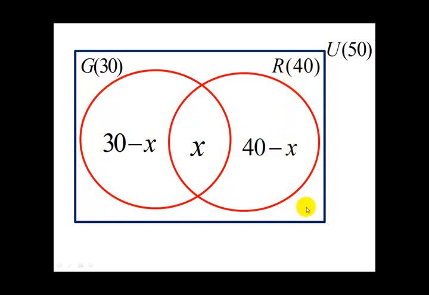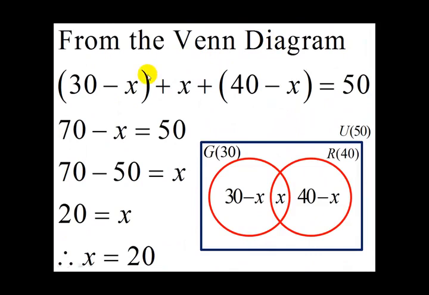Now the region D equals 0, because each trader sells at least one of the items. So the fourth region equals 0. When we add these three regions, 30 minus X, X and 40 minus X, the result should be equal to 50. So from the Venn diagram, we have 30 minus X plus X plus 40 minus X, and this is equal to 50.